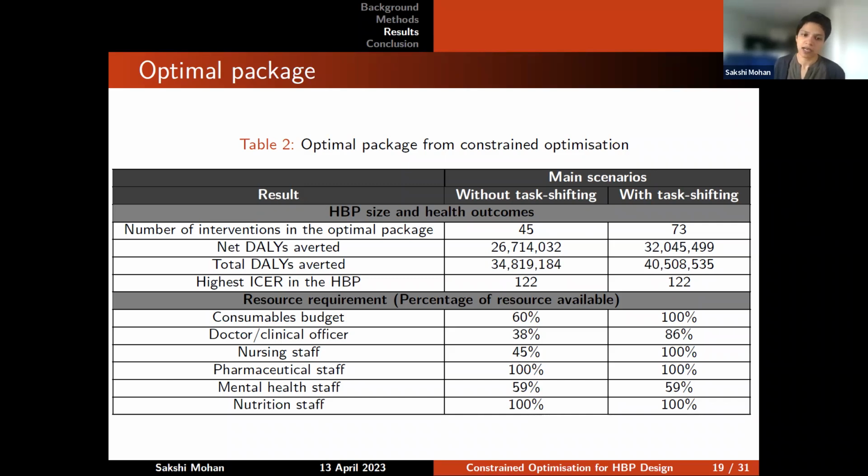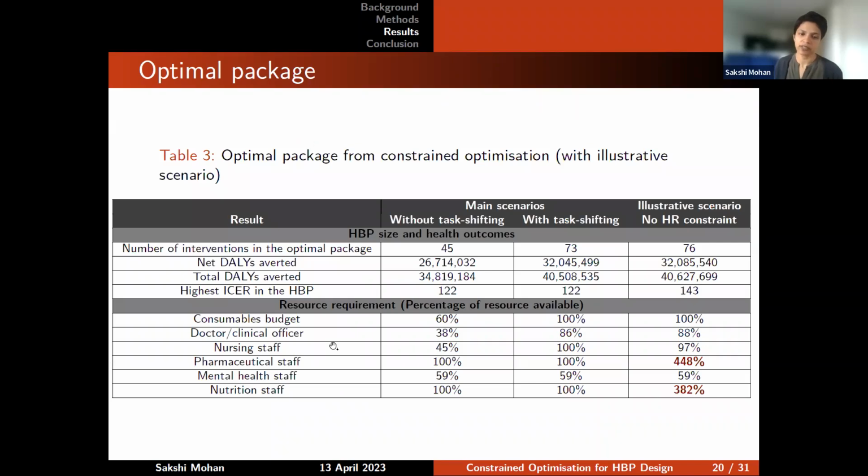The mental health staff cadre remains underutilized mainly because of the high ICERs of the mental health interventions that we had under consideration. So these could not be included despite more mental health staff being available in the system. As an illustration, we also run the LPP assuming that there are no constraints on health workforce capacity. So in this case, the health benefits package is even bigger, 76 interventions included.